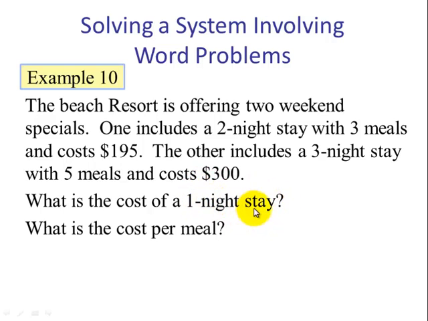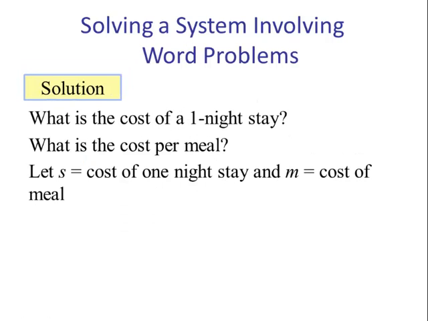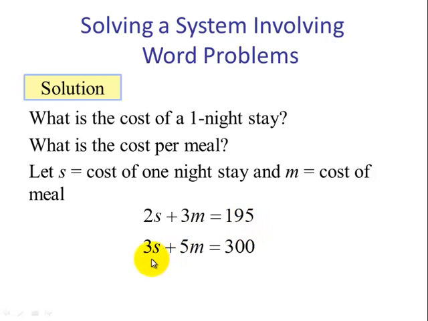What is the cost for a 1-night stay, and what is the cost for 1 meal? That is our two variables. So we're going to let s equal the cost of a 1-night stay, and m is the cost of 1 meal. So using the information given in the problem, 2 nights plus 3 meals equals $195, and the other special was 3-night stay plus 5 meals equals $300. So we have our system.